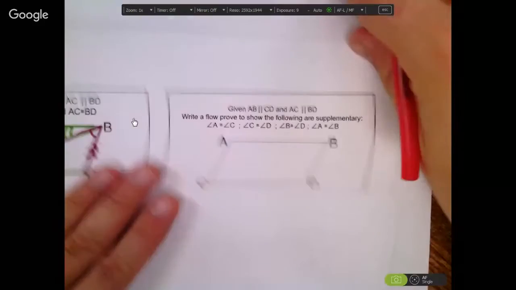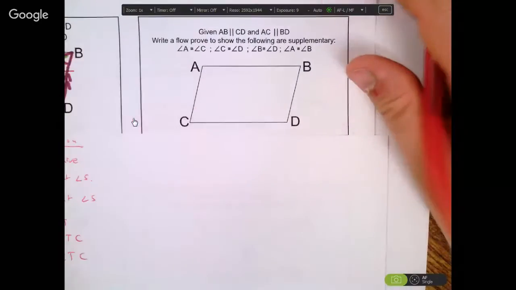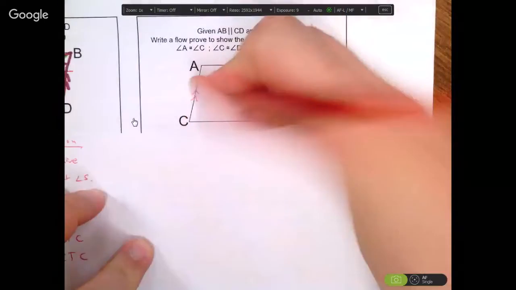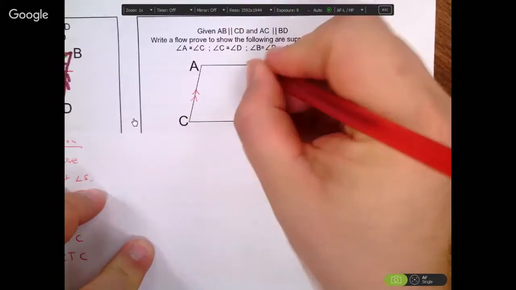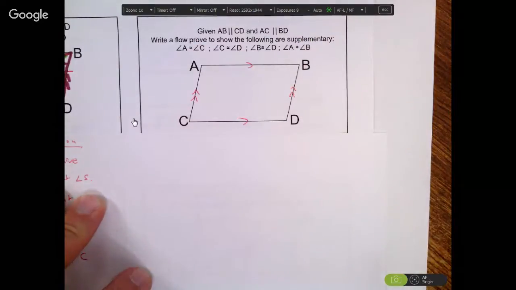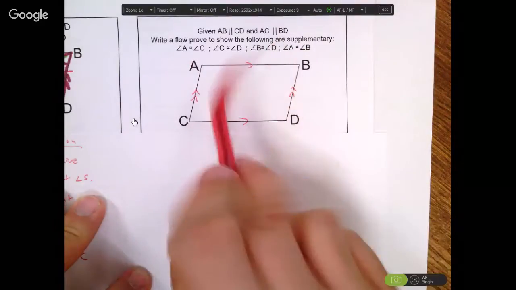Though I got to warn you that there are proofs on the test, and the proofs today, or something like it, would be awesome for the test. Okay. So same thing. We have a parallelogram again, exactly the same given information. Now we got to prove that these sets are supplementary.